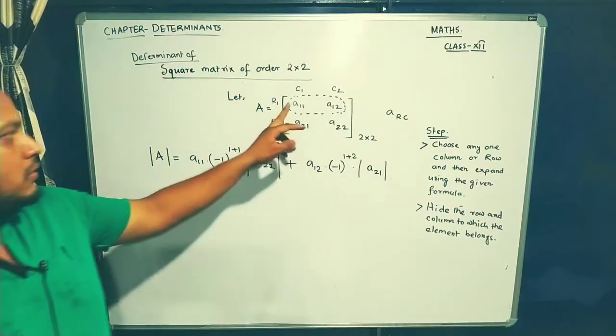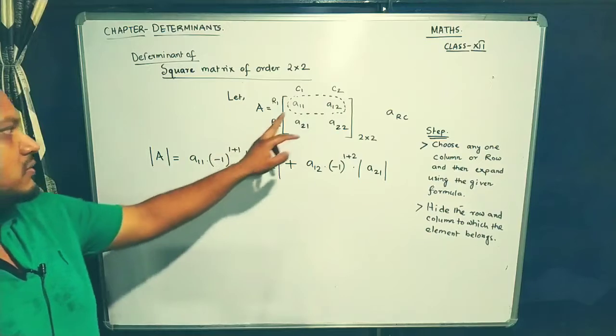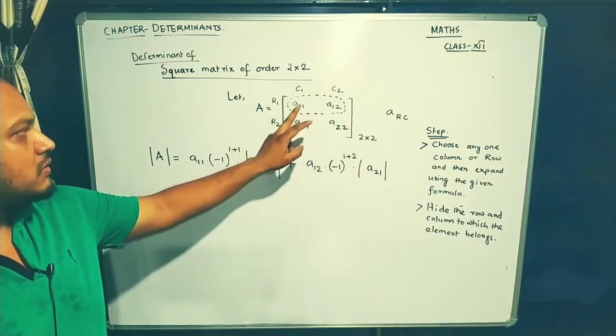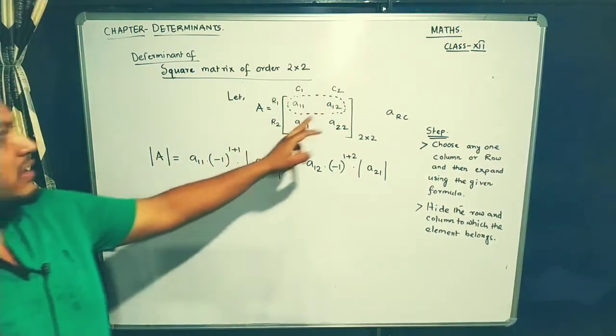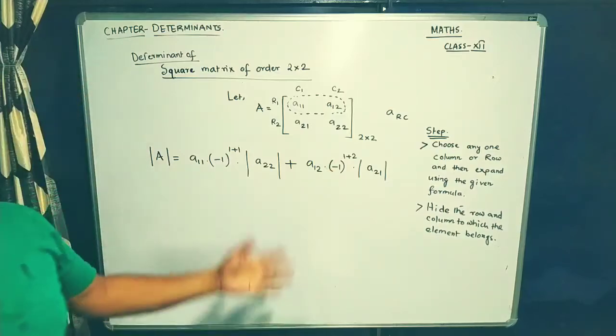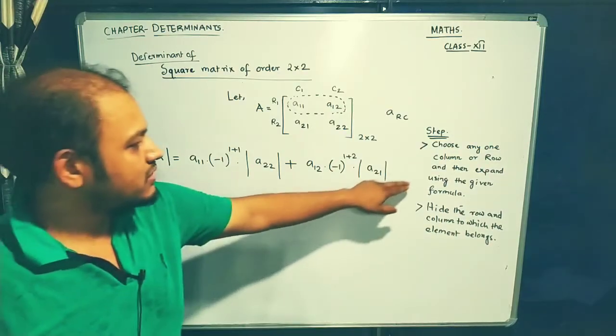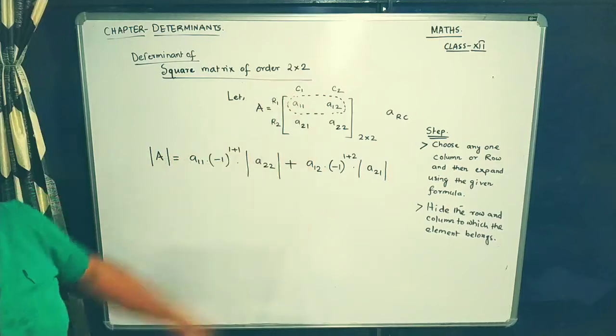Now we have utilized both our elements here. This chosen row has 2 elements. This element we have put here and this element we have put here. There are no more elements, so this is nothing but the determinant of this entire square matrix.